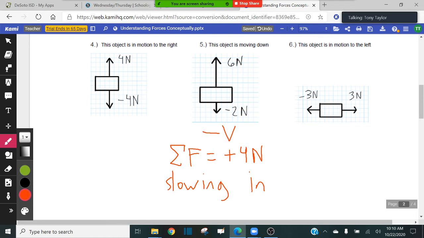Yes. The negative 2 represents the force of gravity acting on me and the guy. It represents the weight of us. Yeah, you're exactly right. I like that you're making that connection. Not many students do that. So it's slowing down in the negative direction.